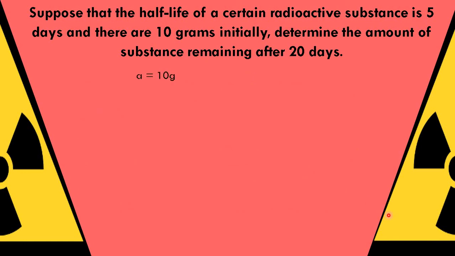Now using the formula, we have a is equal to 10 grams. r is 50%, so 0.50. Then the time is 20 days over 5 days, since the total is 20 days and every 5 days it reduces to half. So 20 days over 5 days is equal to 4. And y is equal to unknown.